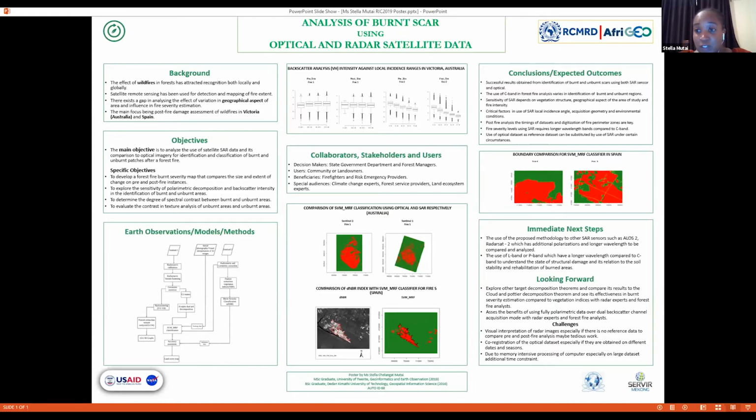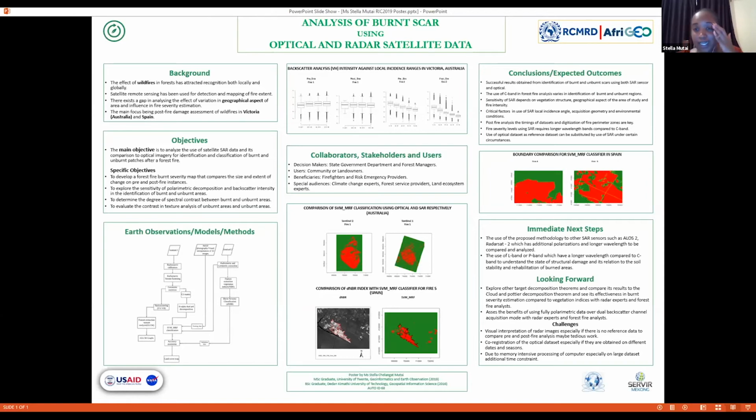And so that's also a factor that needs to be considered when you're doing forest fire analysis: how much the intensity of the fire is. Because if it does not remove vegetation, the crown of vegetation, leaves and branches, then SAR cannot really map it out contextually as well as it did in Australia.